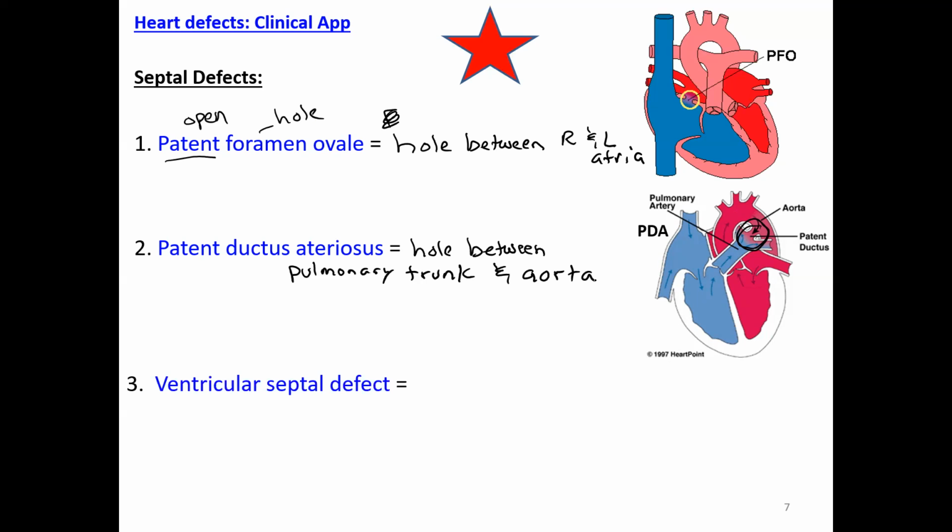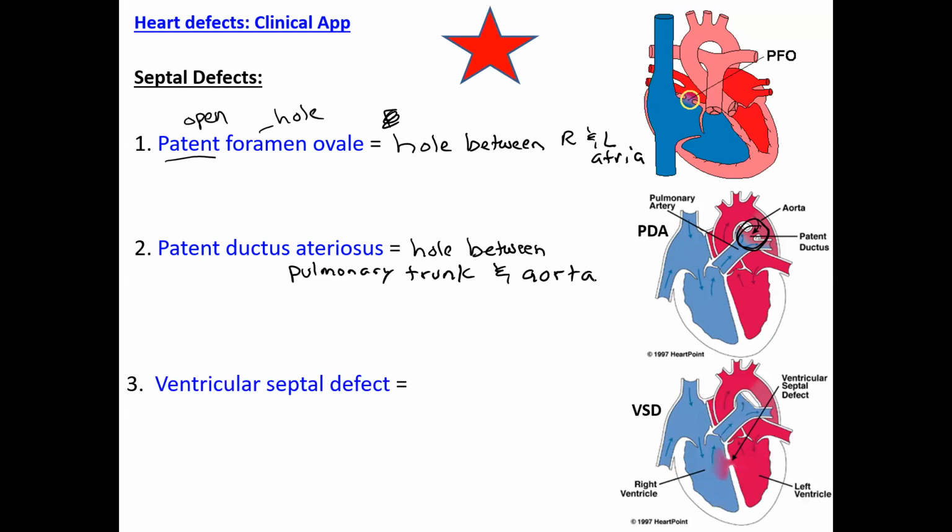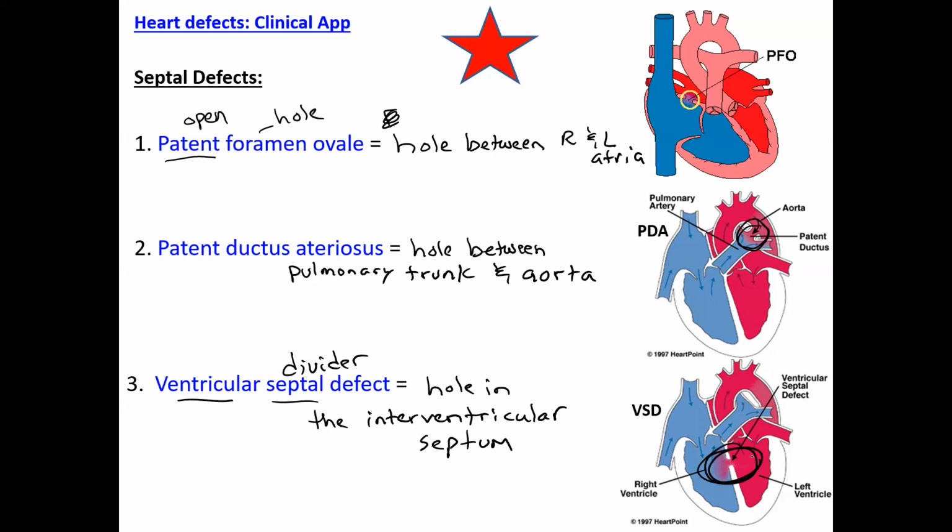A septum is a divider. And in this case, it's the divider of the interventricular. I'll just write it out. It's a hole in the interventricular septum. All right, so that's right there. Same problem. Oxygen-poor blood in the right ventricle is diluting oxygen-rich blood in the left ventricle, and when that gets out to the aorta, the brain and the heart get lower oxygen, so it's a problem.